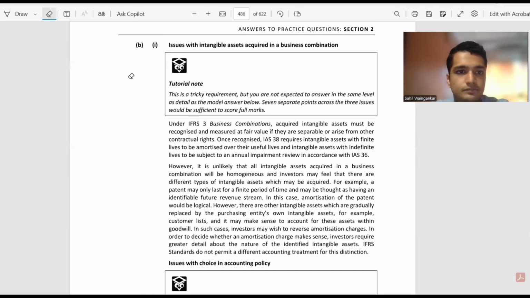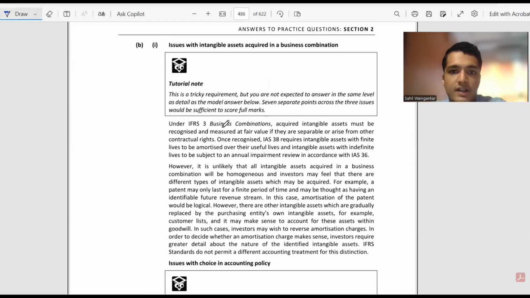तो ये रहा. देखो, under IFRS 3 Business Combinations, acquired intangible assets must be recognized and measured at fair value if they are separable or arise from other contractual rights. Once recognized, IAS 38 requires intangible assets with finite lives to be amortized over their useful life, and intangible assets with indefinite useful life to be subject to annual impairment review in accordance with IAS 36.